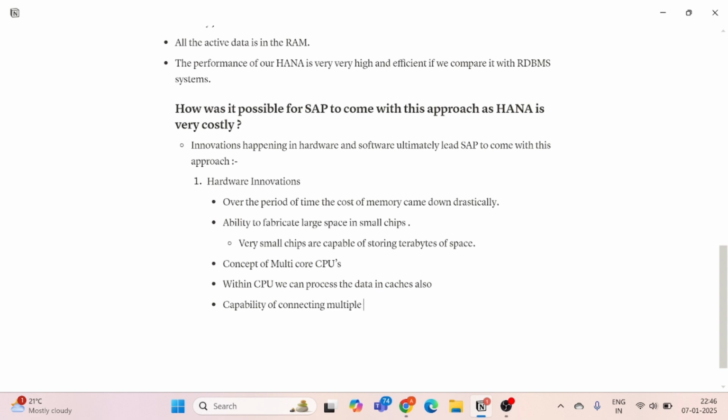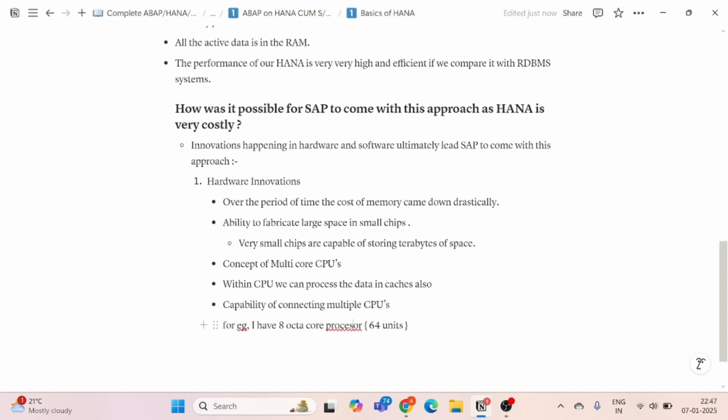Then we also had another invention, the capability of connecting multiple CPUs together. So let's say if I have 8 octa-core processors, I can connect them and it will become 64 processing units, 8 into 8. Or if I have 32 octa-core processors, then it will become 32 into 8 units of processing within a single system.